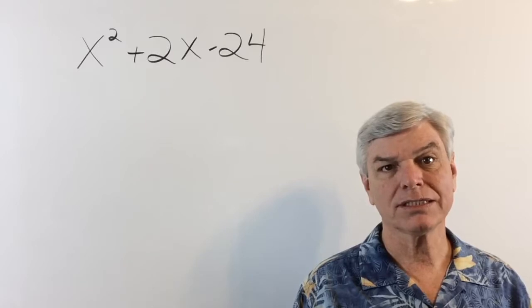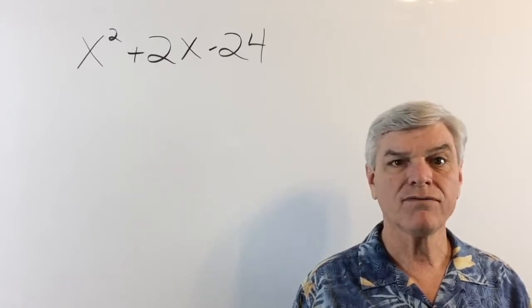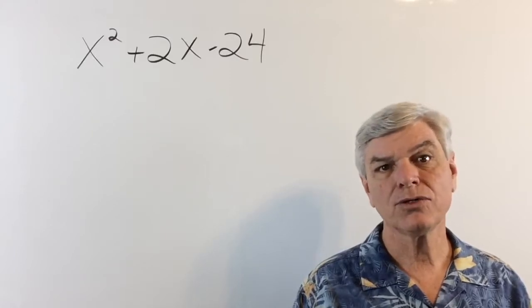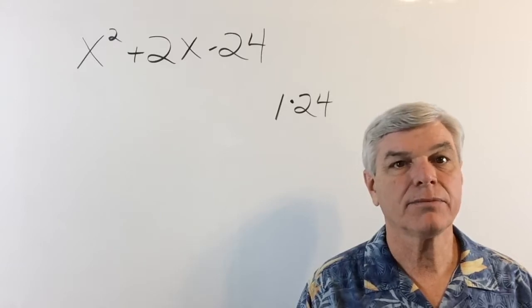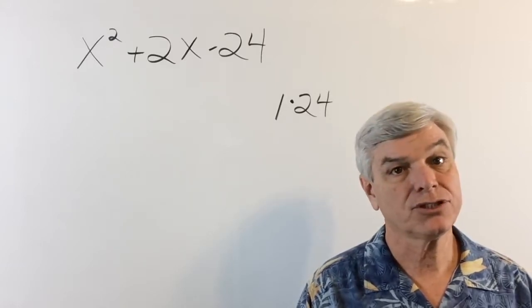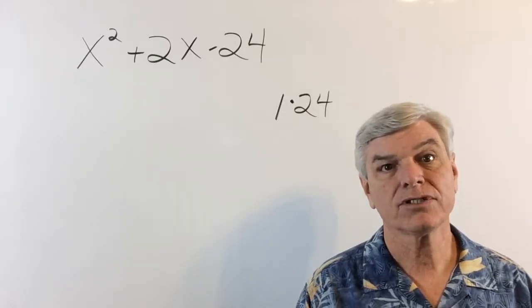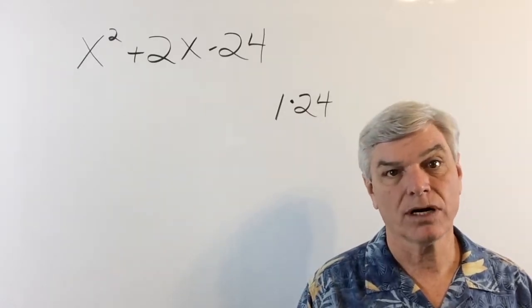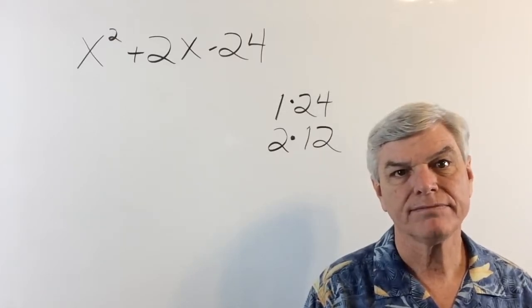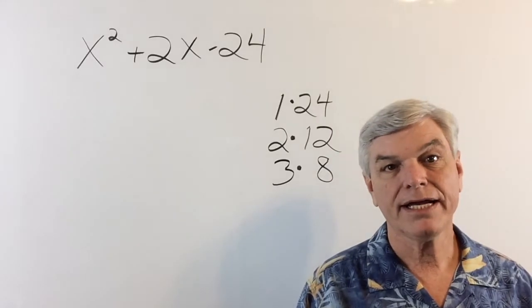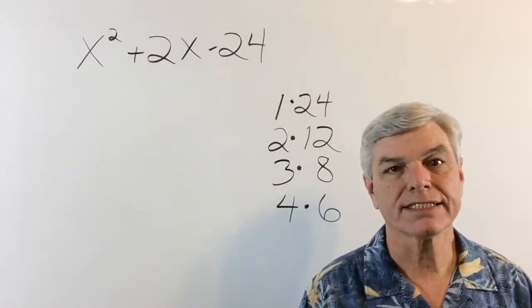The way we do this is we're going to factor 24 into two numbers. Not prime numbers, just any two numbers that will give me 24. The first one would be 1 times 24. 2 times 12 would be our next possibility. It could be 3 times 8. And our last possibility would be 4 times 6.